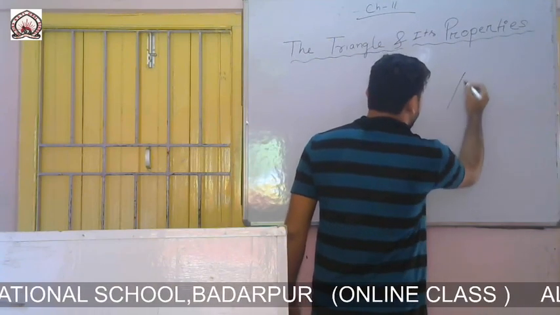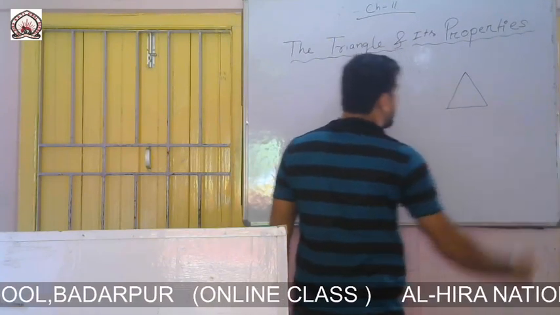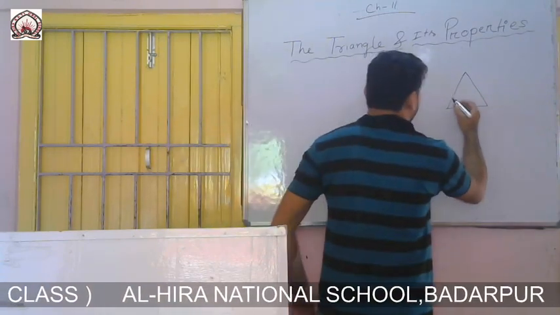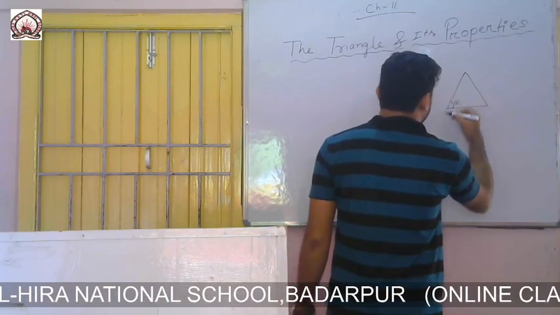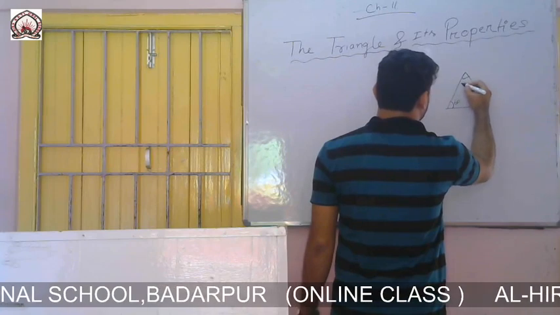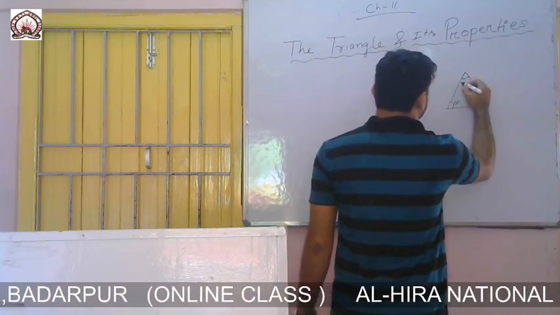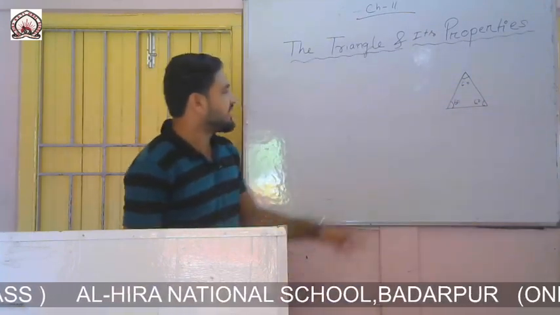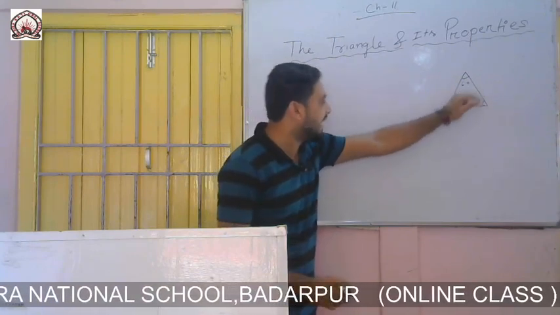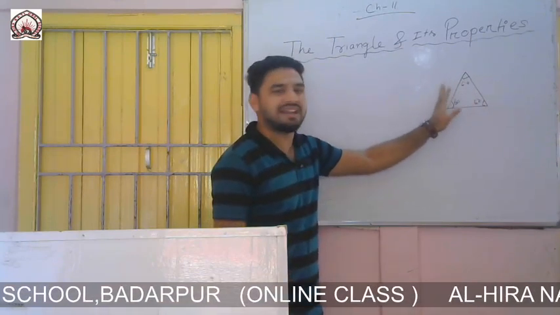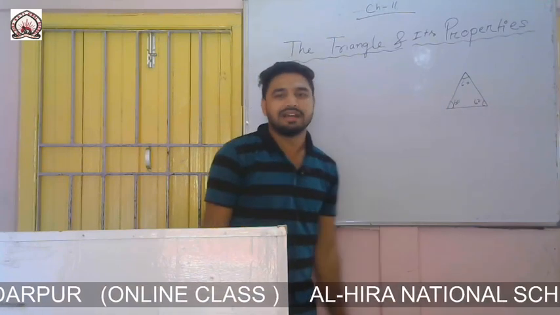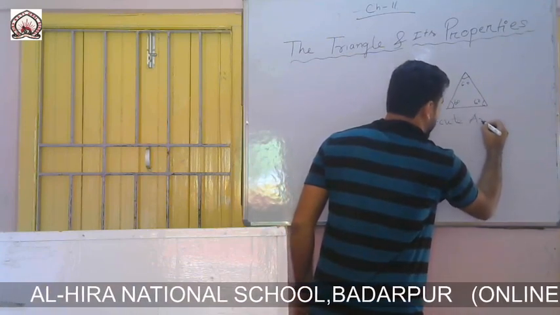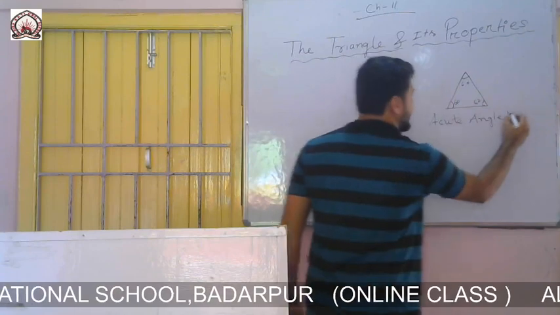Suppose in this case you see, this is an acute angle triangle. If I take the example of 60 degree, 60 degree and 60 degree, then you see all the three angles are equal, and in this case all the three angles are less than 90 degree, then we can call it an acute angled triangle. Acute angled, A-N-G-L-E-D, acute angled triangle.